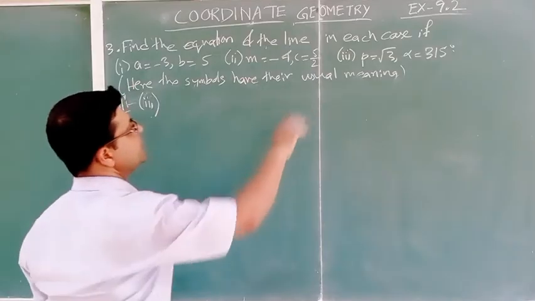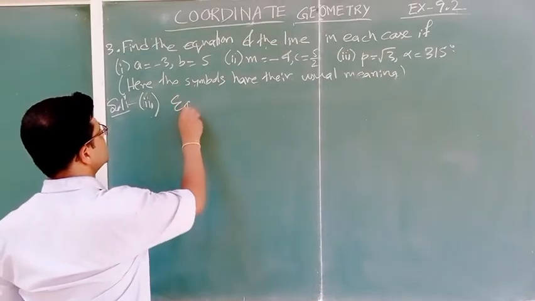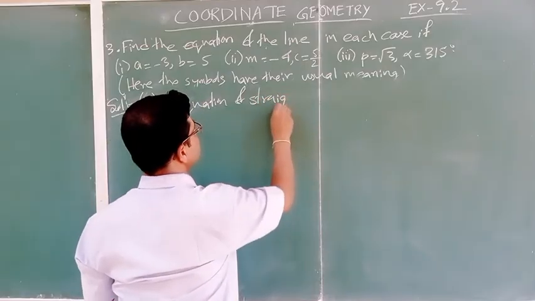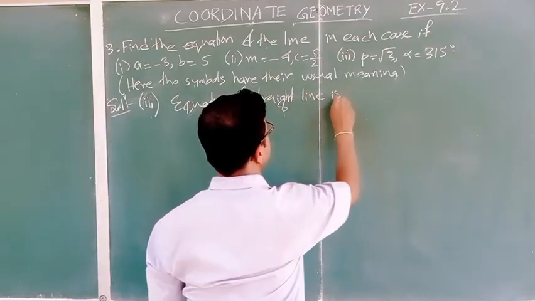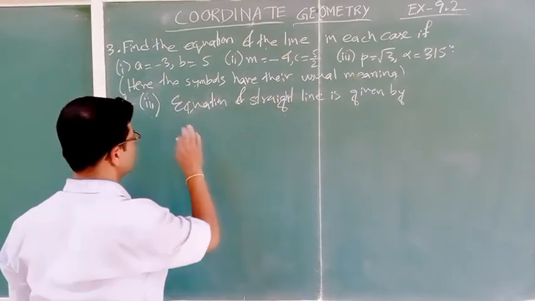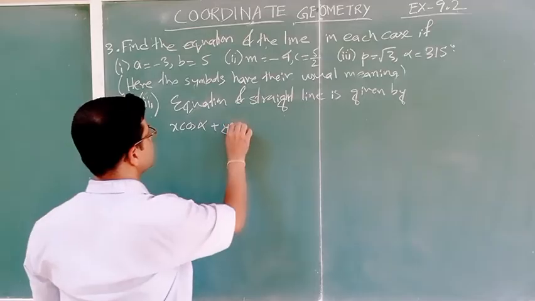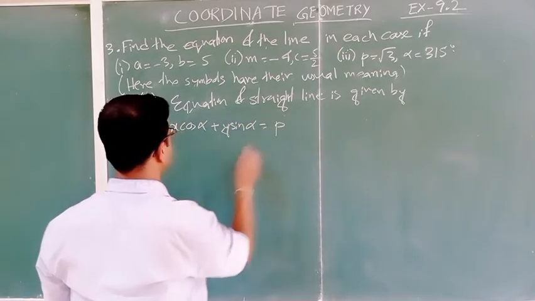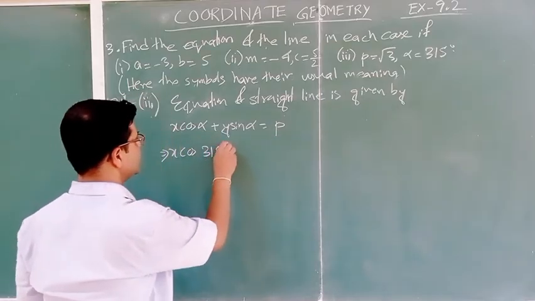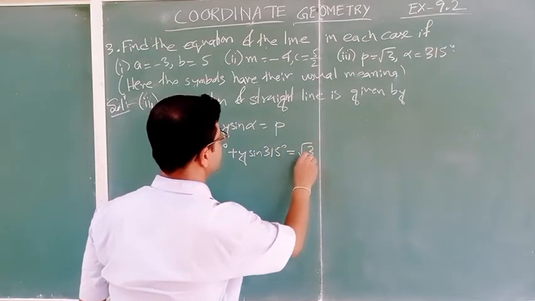Now we have taken the third one where p is given. What is p? Length of the normal. This is alpha. So equation of straight line is given by, this is obviously in the normal form. What is the normal form? The form of the equation is x cos alpha plus y sin alpha is equal to length of the perpendicular. X cos, what is the value of alpha? 315 degree, but we have to reduce it. Y sin 315 degree, length of the perpendicular is √3.